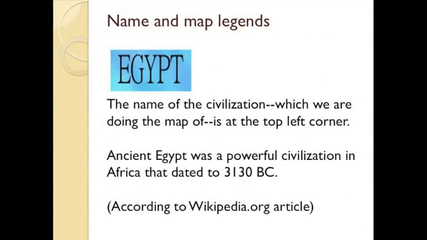Name and map legends. Egypt. The name of the civilization which we are doing the map of is at the top of the left corner. Ancient Egypt was a powerful civilization in Africa that dated to 3130 before Christ, according to the wikipedia.org article.